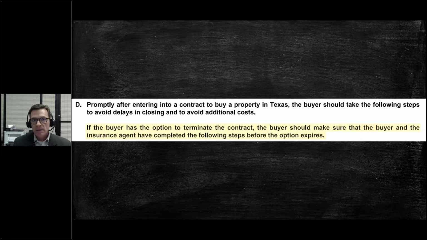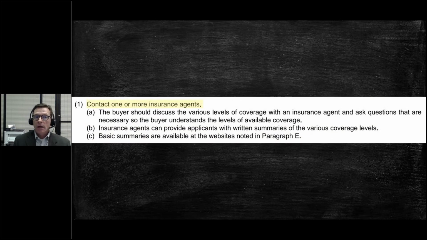But one of the things that sometimes gets missed is they need to talk to an insurance agent and find out what the premium is going to be, because the insurance premium affects the monthly mortgage payment, right? Principal, interest, insurance escrow, tax escrow. So the insurance escrow is a big piece in determining what the monthly payment is going to be. So here are the steps.